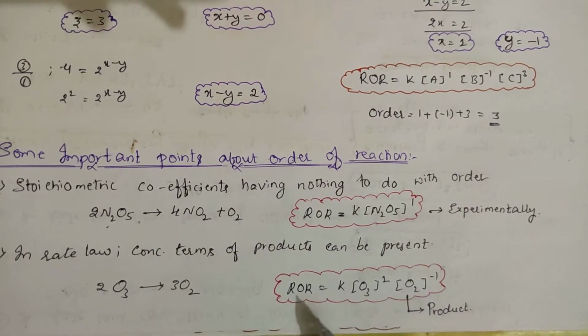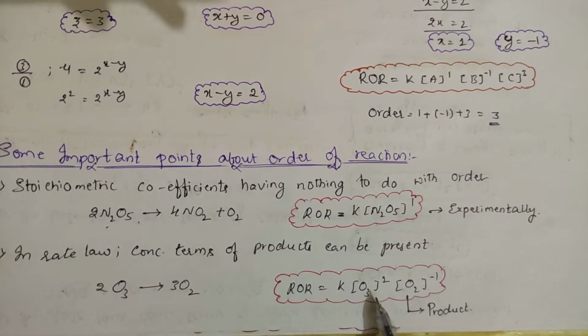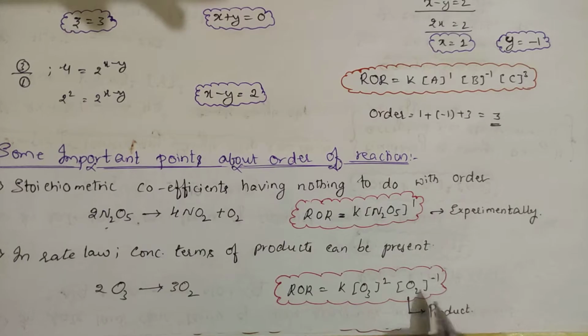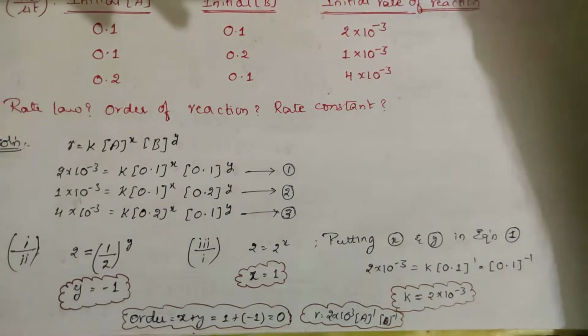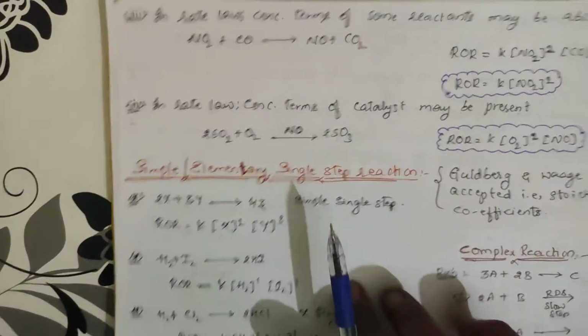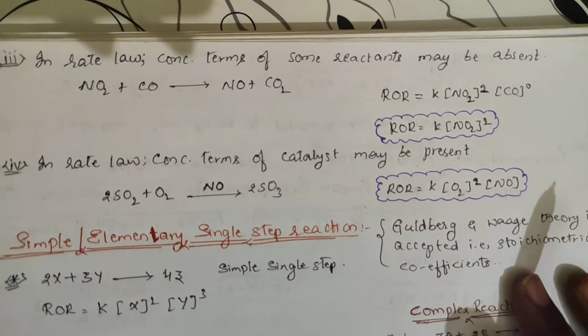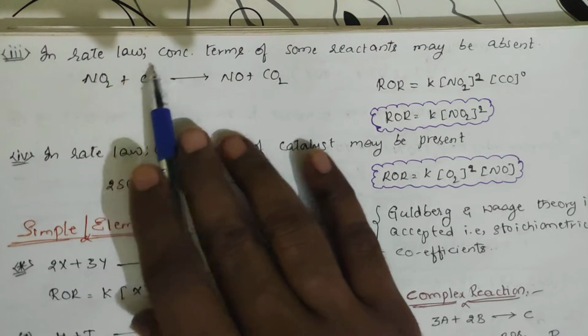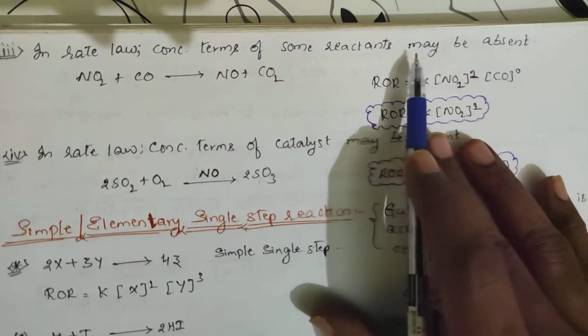Clear? In writing the rate of the reaction, not only the concentration of the reactant, there may be the concentration of the product also. Okay. And the next condition is, in rate law, in writing the rate expression, concentration of some of the reactants may be present.